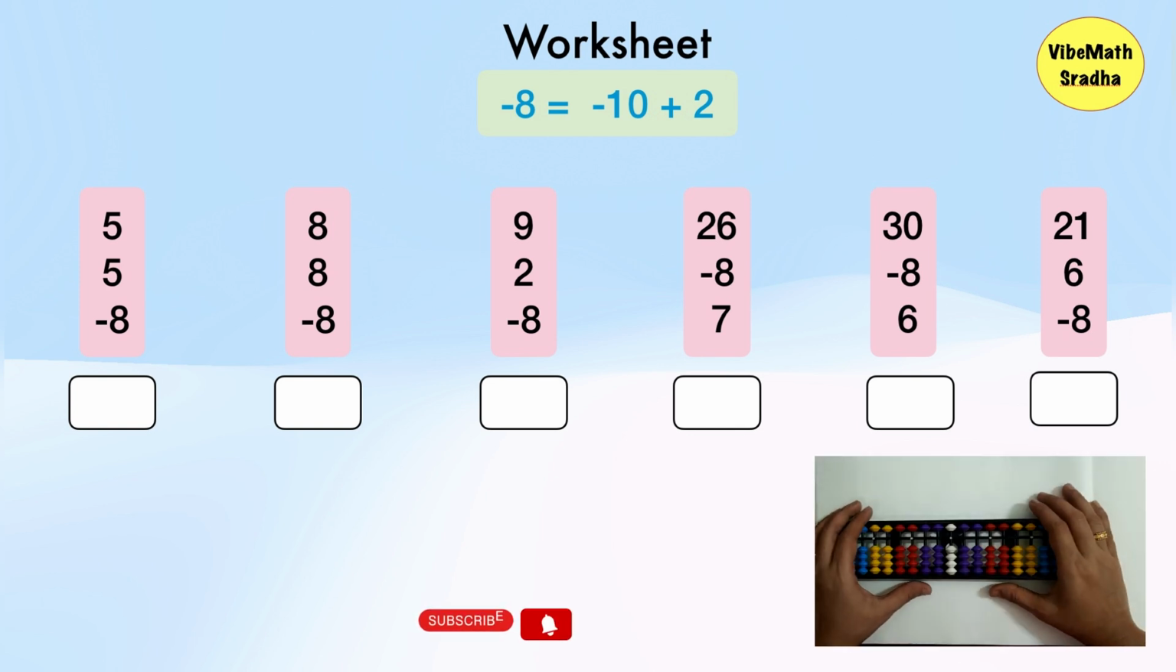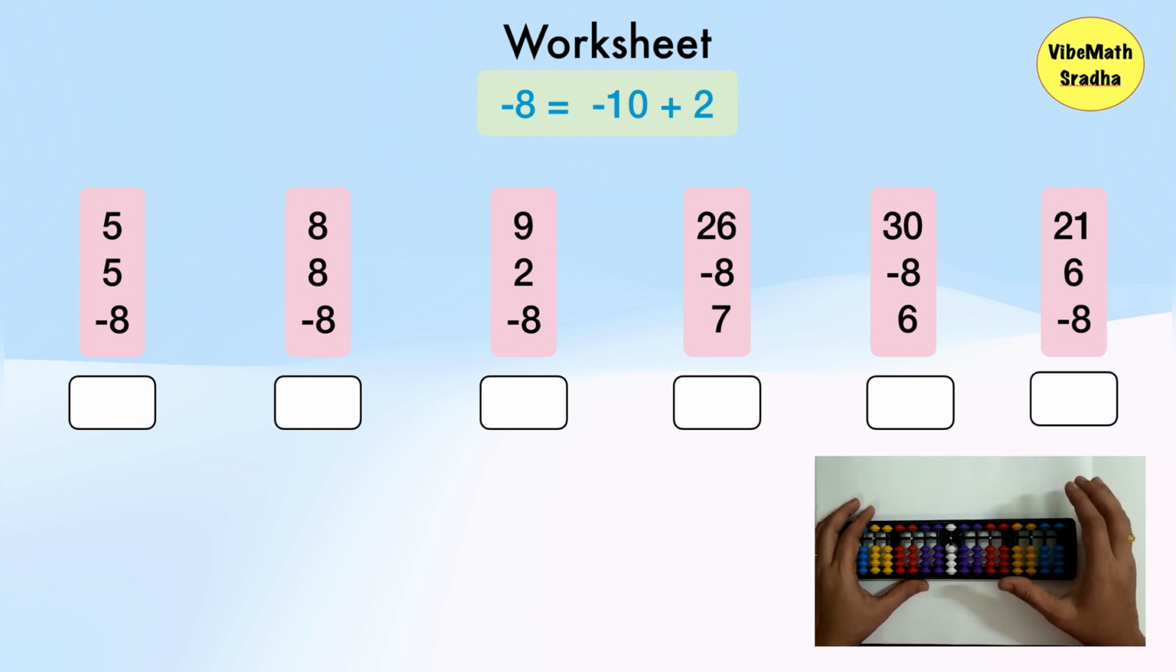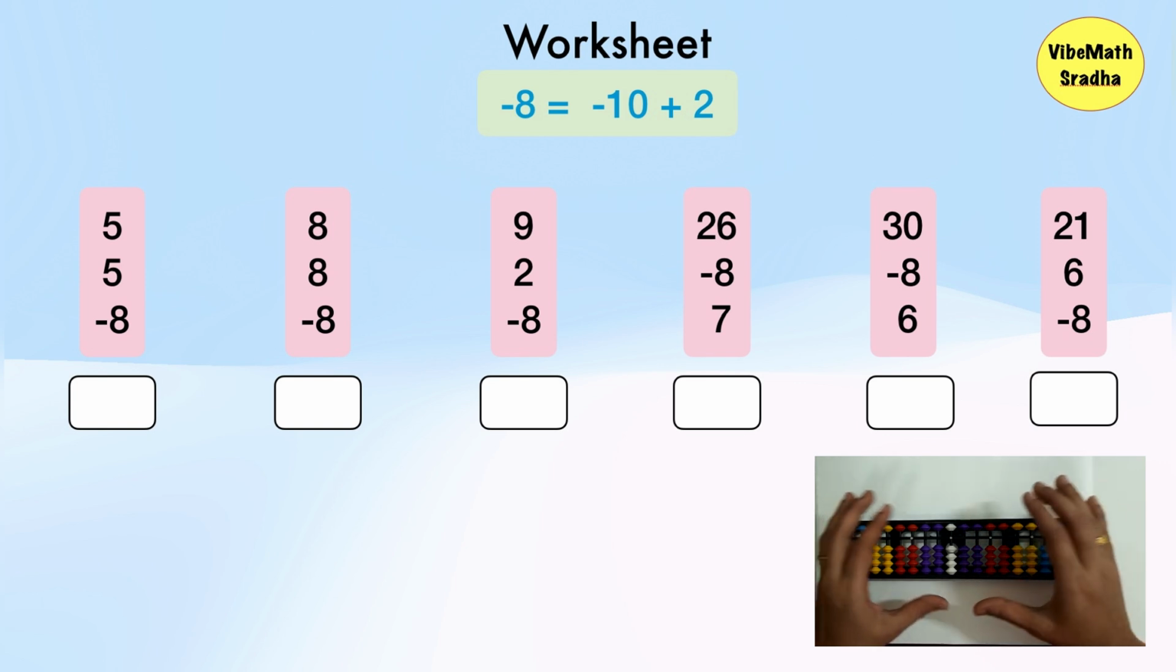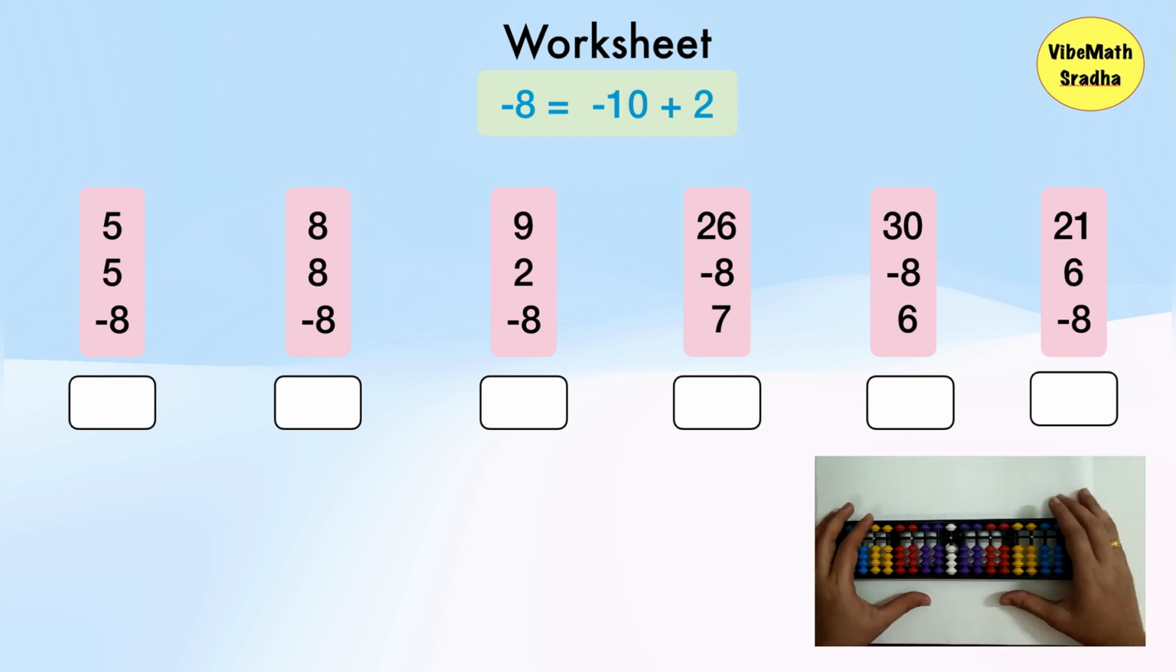Do let me know in the comment section below if you have any difficulties. While solving these sums, you have to apply two formulas, right? One is what you learnt in today's video, that is minus 8 is minus 10 plus 2. Along with this formula, you have to use another formula also. It may be big friend addition of 1, 2, 3, 5, 6, 7, whatever. So you have to use both formulas in all these examples and solve them.